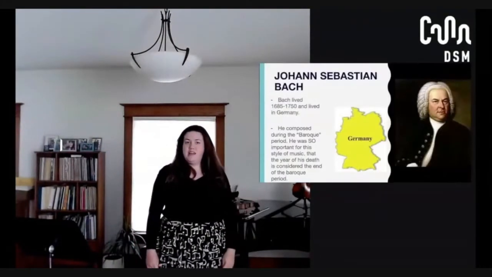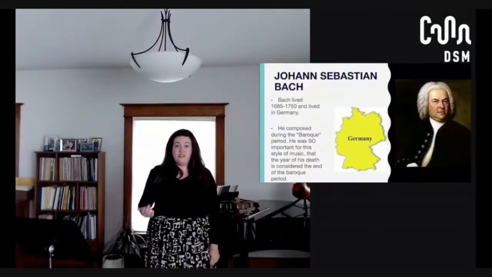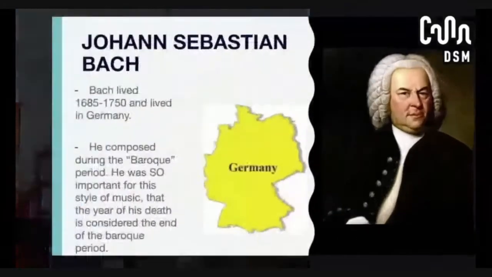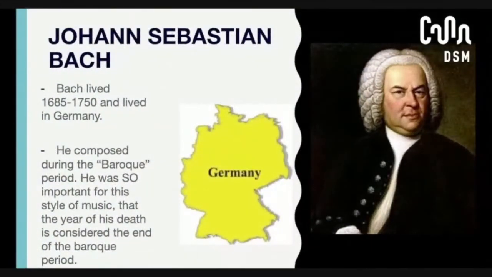So let's start with a classic, Johann Sebastian Bach. If you've been listening to this series throughout the summer, we've already talked about him before, and he's a pretty important guy. He lived from 1685 to 1750, and he's from Germany. He spent most of his life in Germany, didn't move around a whole lot, and Germany is located in Europe, kind of the central part of Europe.